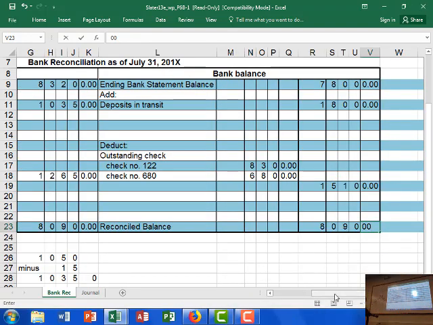So we should remember these are the outstanding checks that we said that we needed to put in, right? And those outstanding checks total to the $1,510. This is the deposit in transit. So what you're going to do is add these two, then subtract this, and you should end up with $8,090.